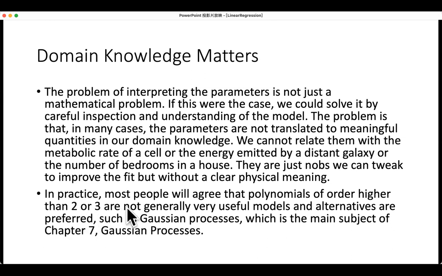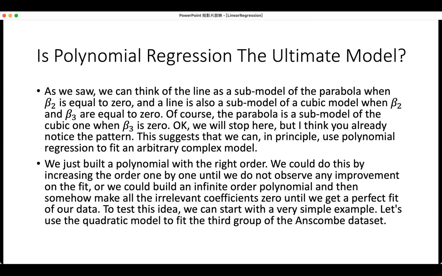As you can see, it's meaningless to have a polynomial regression with order higher than 2 or 3. This is an important message for you. You can always increase the order to fit your data points, but this may not be ideal.